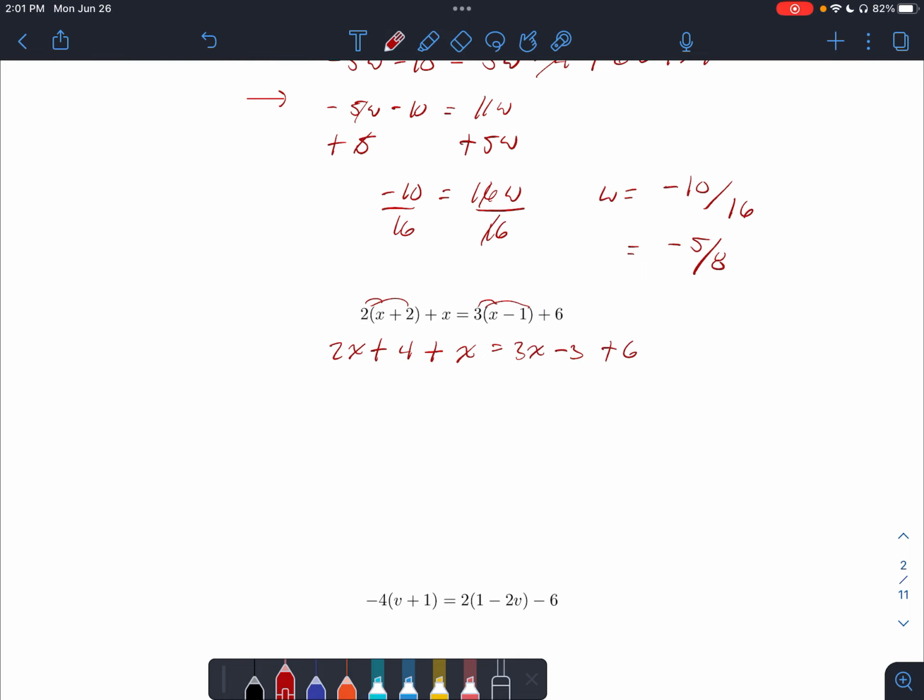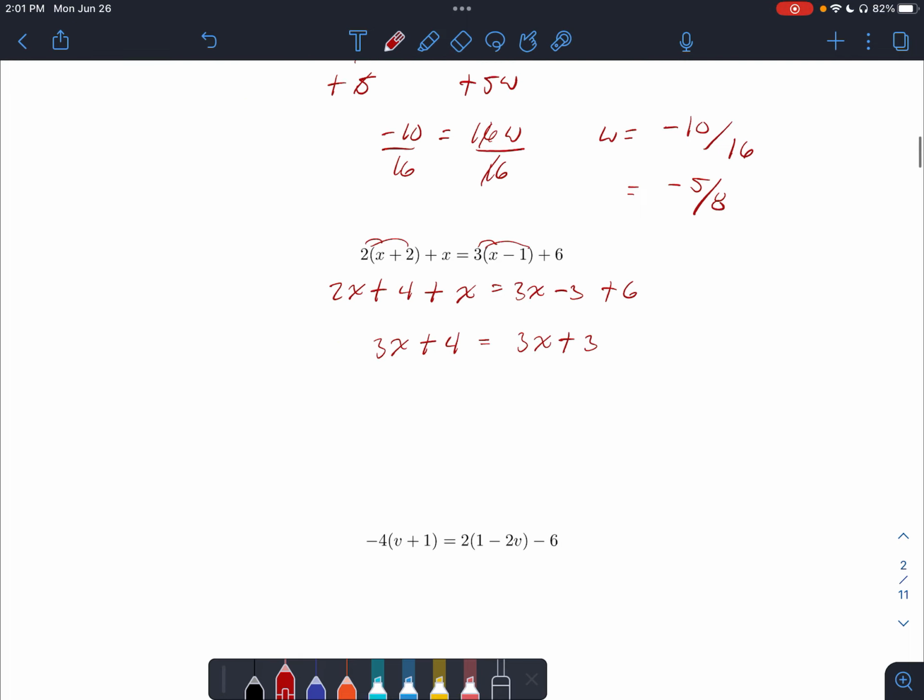So let's collect all of our terms on each side here. So we have 2x and x here. So we'll have 3x plus 4 is equal to 3x minus 3 plus 6. So minus 3 plus 6 is 3x plus 3. All right, so let's move this over. Minus 3x. Okay, so these cancel, and these cancel. So we're now left with 4 is equal to 3.